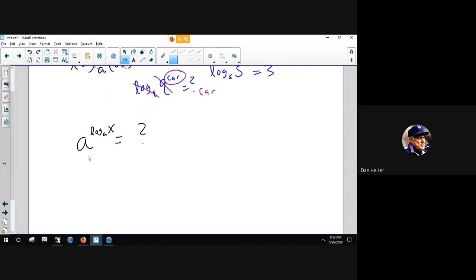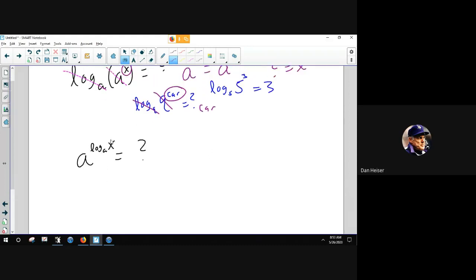Here's the reverse. Now we have base to a power equals something. I'm going to write this in log form. Log base A of question mark is equal to, what's the exponent? Log equals an exponent. The exponent is log A, base A of x. Here's the exponent.